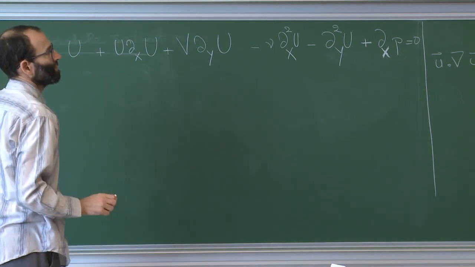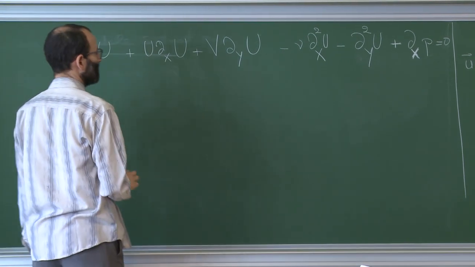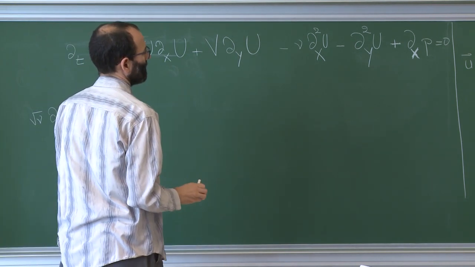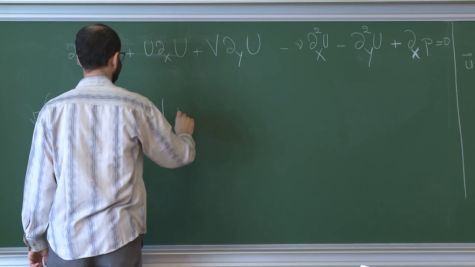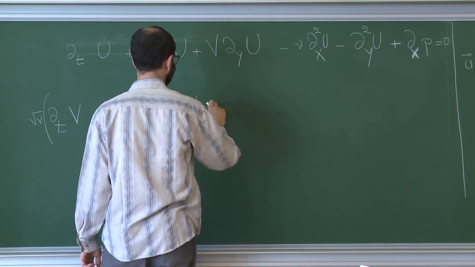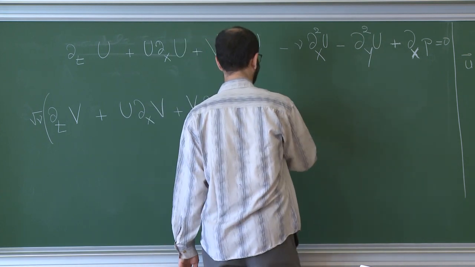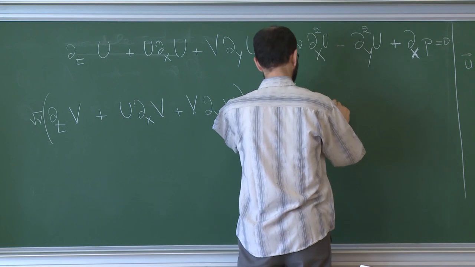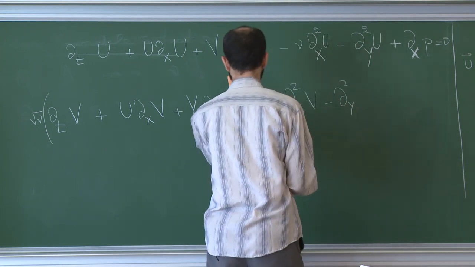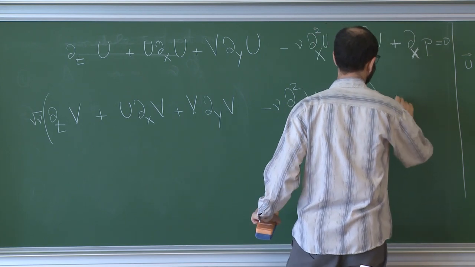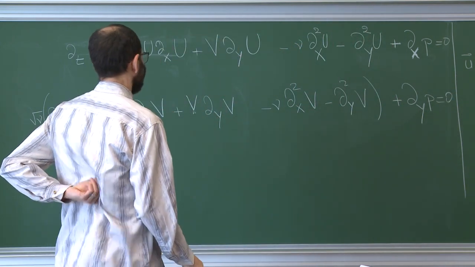So I get dt, the v becomes square root of nu capital V. I mean, then it's the same. The terms here are the same. That's what we get.